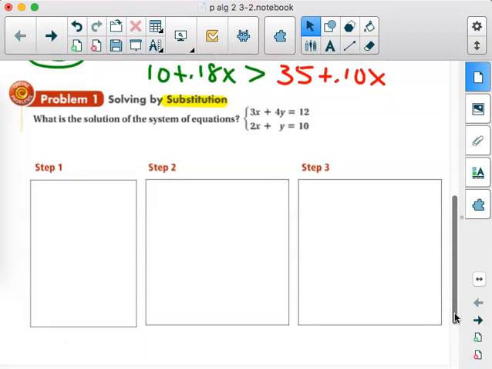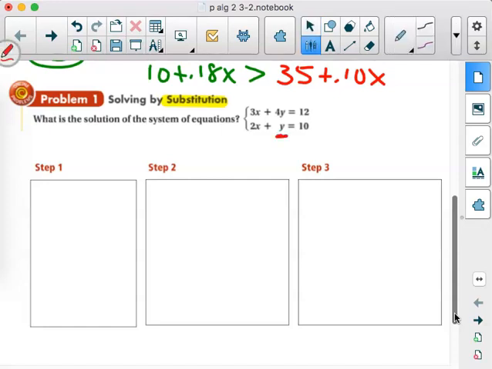So if the name is substitution, at some point we must take something and put it into an equation. And that's exactly what substitution does. So it says, what's the solution of the system of equations? The first thing I want to look for if I'm going to use substitution, because later on we get to choose, we don't get told which one to use, is something that would be super easy to solve for. So I want an x or a y or a negative x or a negative y, because I can get that by itself really fast.